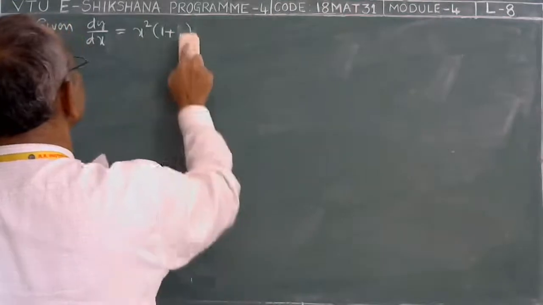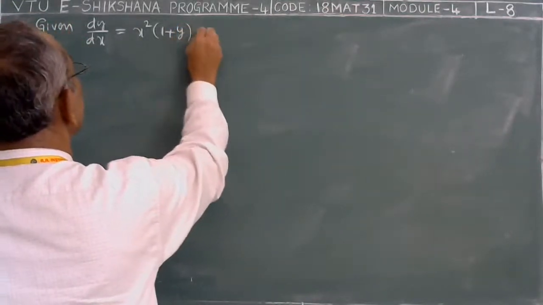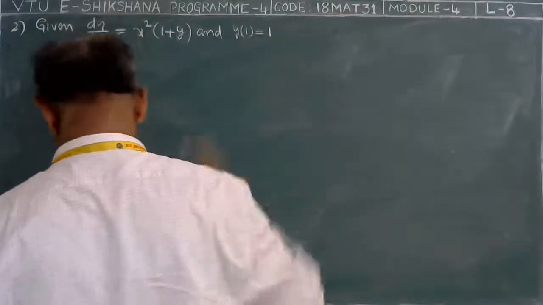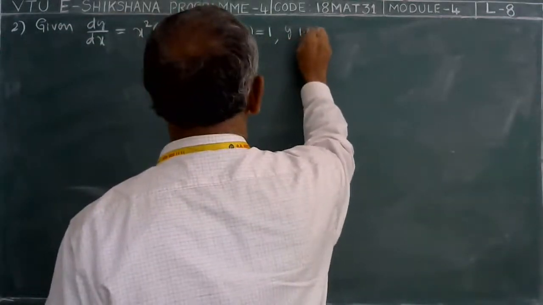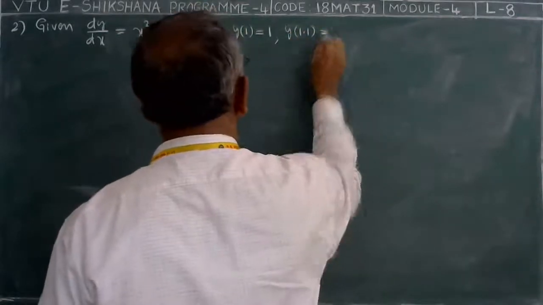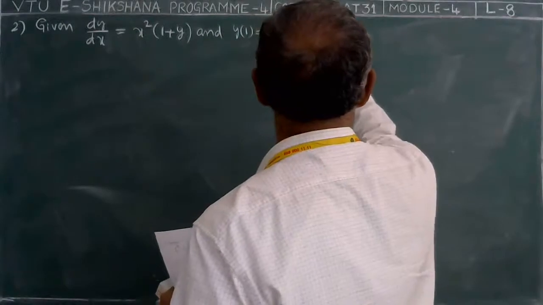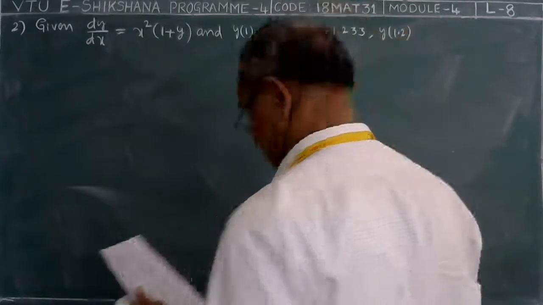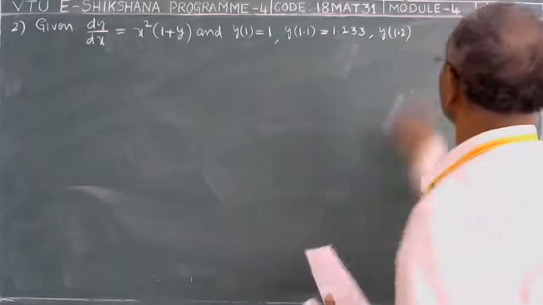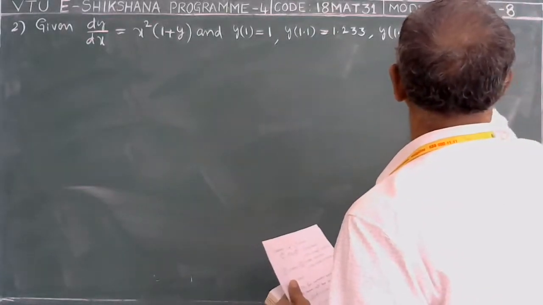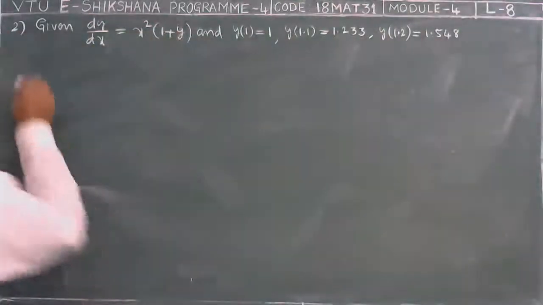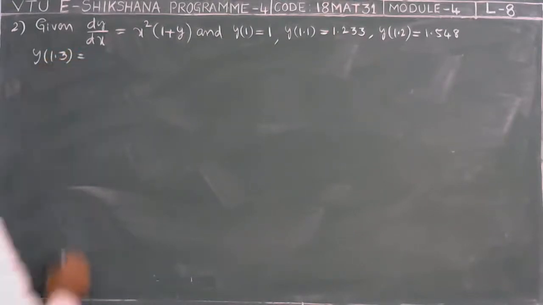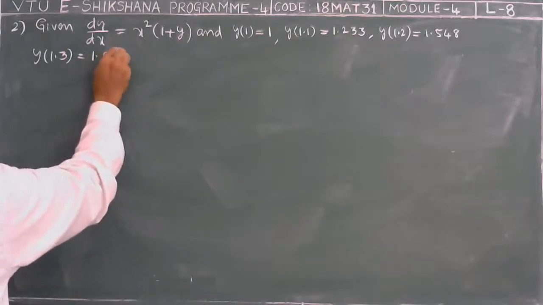and y at 1 is equal to 1, y at 1.1 is equal to 1.233, y at 1.2 is 1.548, y at 1.3 is 1.979.